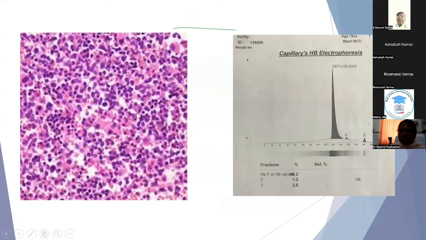Of course, this was the Trephine biopsy showing the increased number of erythroid precursors. And either we can do capillary hemoglobin electrophoresis or we can do HPLC. So this case has increased fetal hemoglobin of 96.2%. So this was a case of beta thalassemia major.